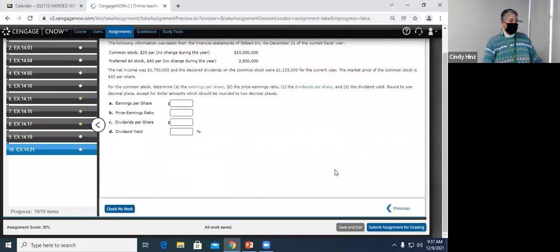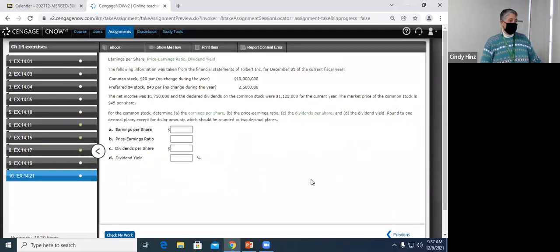And let's move on then to our final exercise for the semester that we're doing together. These calculations are related to the stock. And so I was referring to these as market strength ratios.